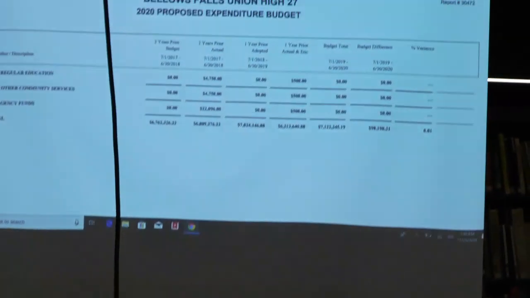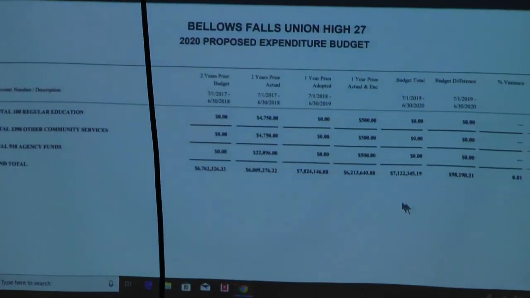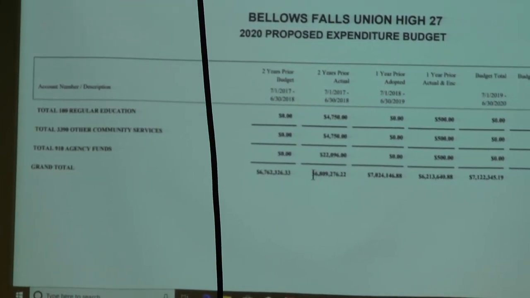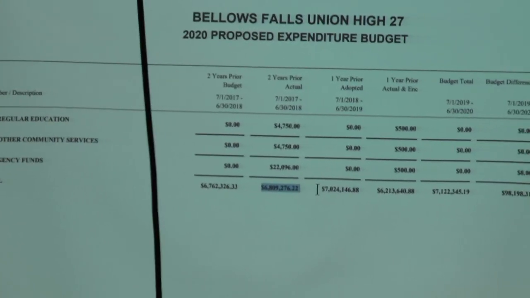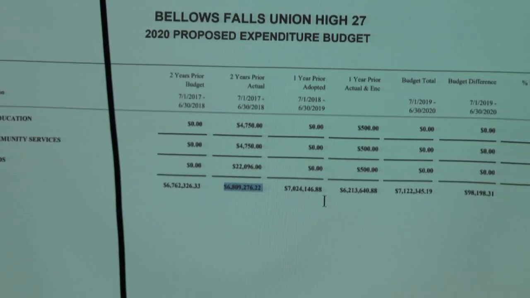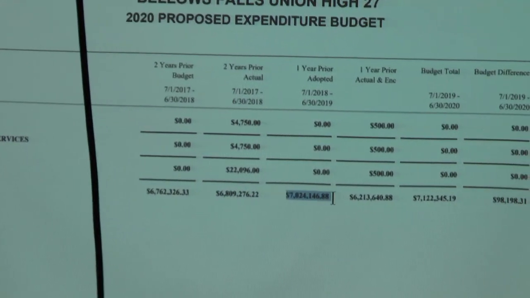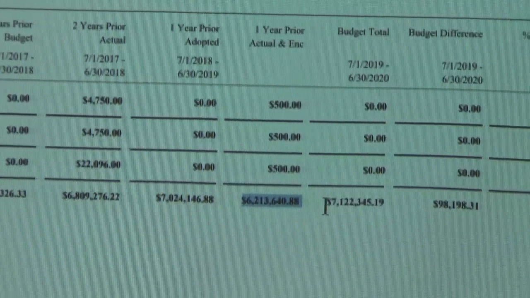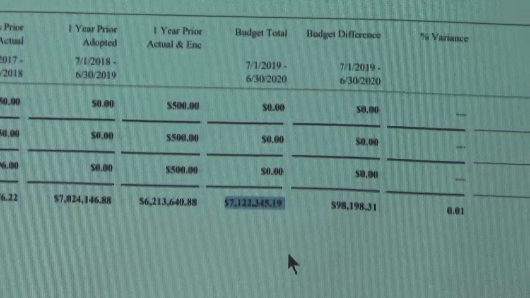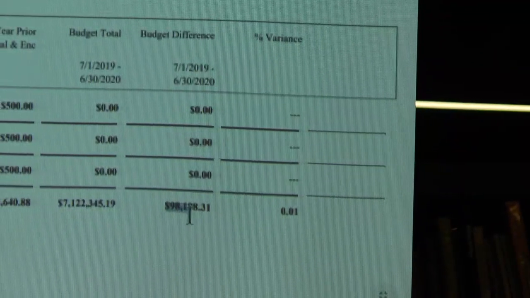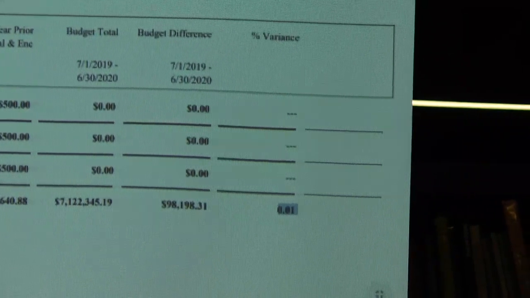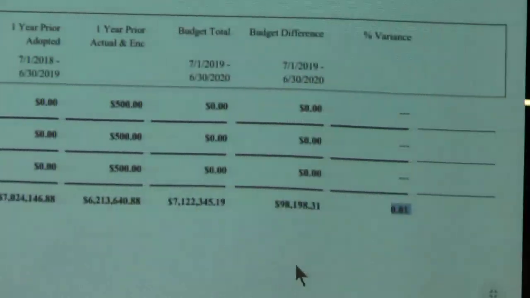Right now, in this draft that we're looking at, we're going to start with the very bottom line. So remember, the way this works is 2 years prior budget, that was last year's budget, so that's a little misleading. 2 years prior actual, 1 year prior adopted, so that's the budget we're working from right now. 1 year prior actual and encumbered. It's what we either spent already or are planning to spend already. Then the next one is the budget we're working on now. The next column over is the budget difference. And then the last one, percent variance. What that 0.01 means is up by 1%.